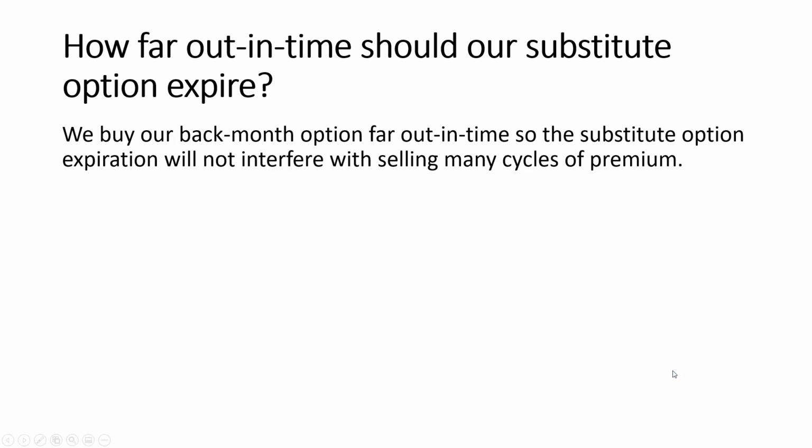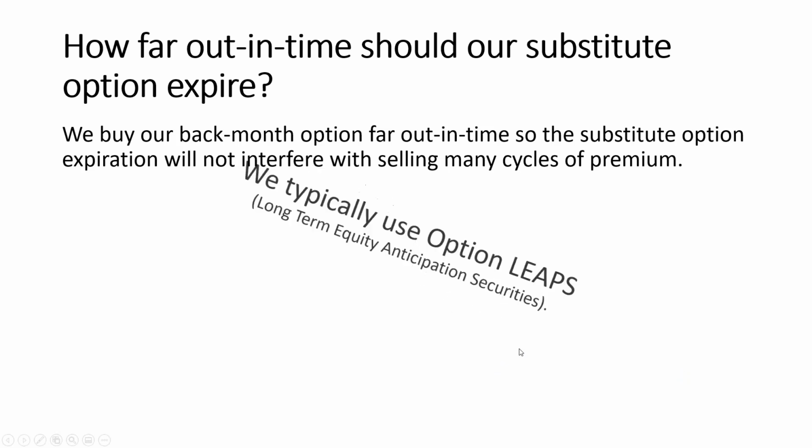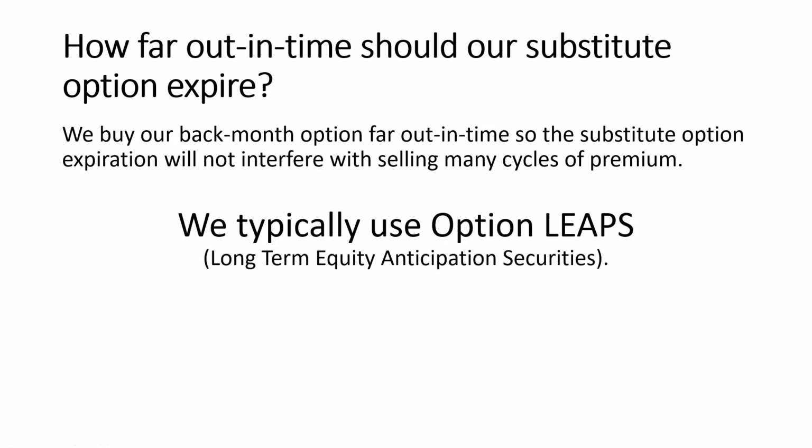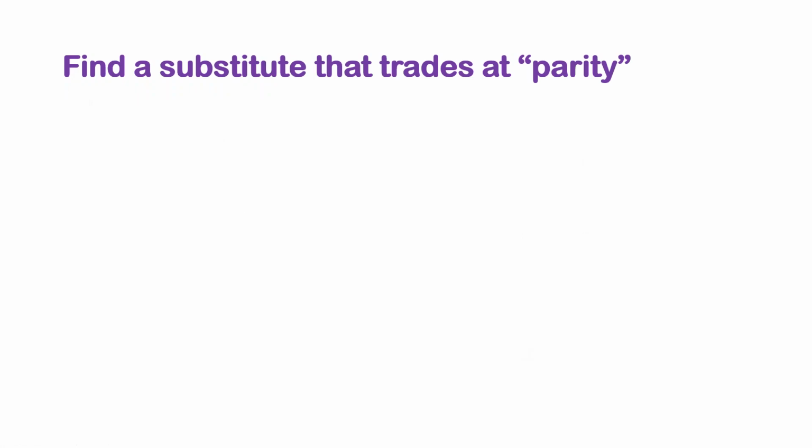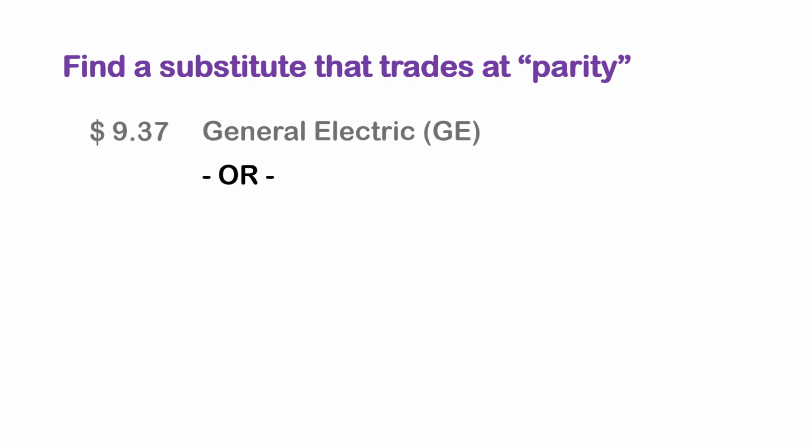We buy our back month option far out in time so the substitute option expiration will not interfere with selling many cycles of premium. We typically use LEAPS. In fact, right now we're playing with 2021 LEAPS. That's far enough out in time that we don't have any worry that those things are going to expire. So again, substitutes that trade at parity are deep in the money, and we go far enough out in time that their expiration won't bother us with collecting many months of premium.